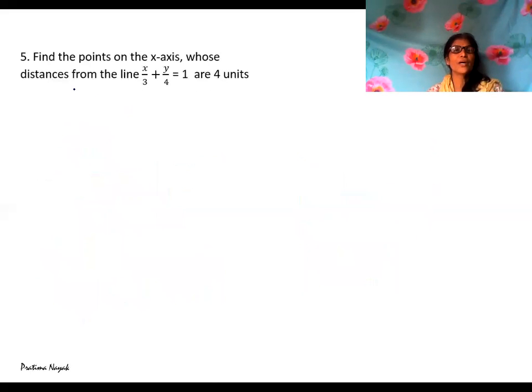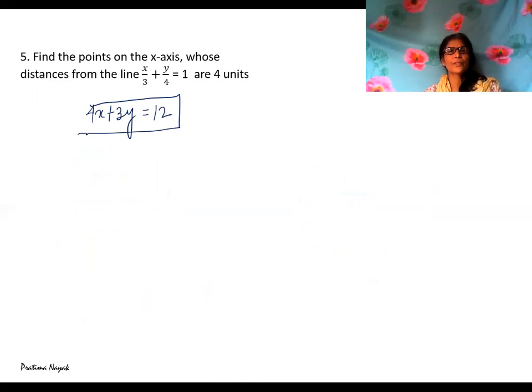Question number 5. Find the point on the x-axis whose distance from x by 3 plus y by 4 is 1 is 4 units. So this will be 4x plus 3y is equal to 12. I am simplifying this. This is the equation. And to this line from the x-axis, the distance is 4 units.